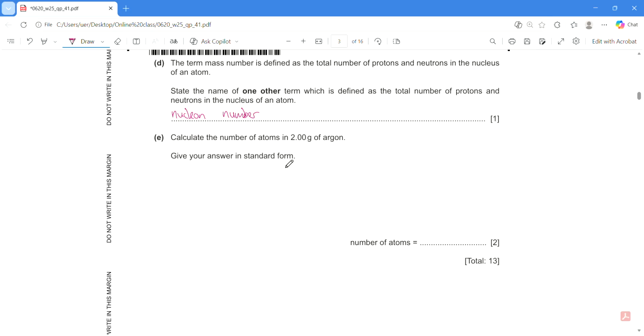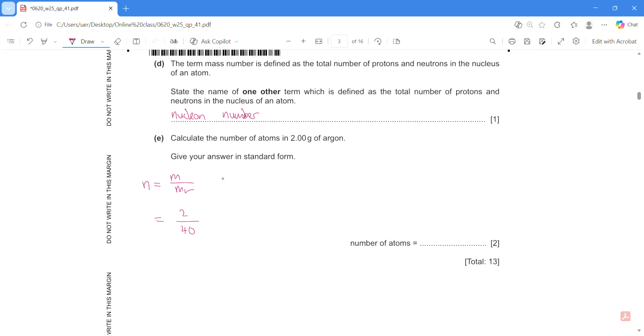Okay, next find the number of atoms in 2 grams of argon. So to find number of atoms, you have to use number of moles times the Avogadro constant. Okay, so to find the number of moles, we need to use the formula mass over molar mass for this question because they give us the mass. So we have 2 divided by argon molar mass, which is 40. You can get this from the periodic table. So we get the answer 0.05 mole.